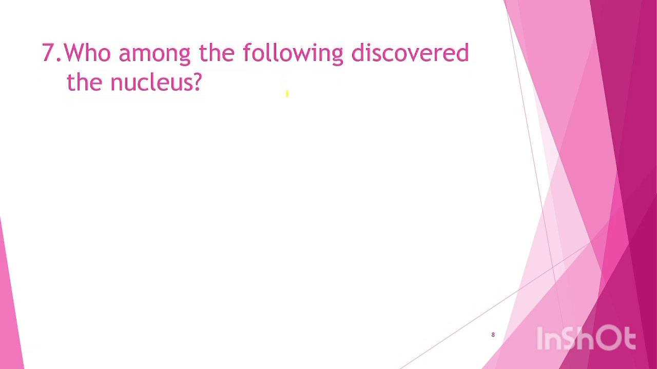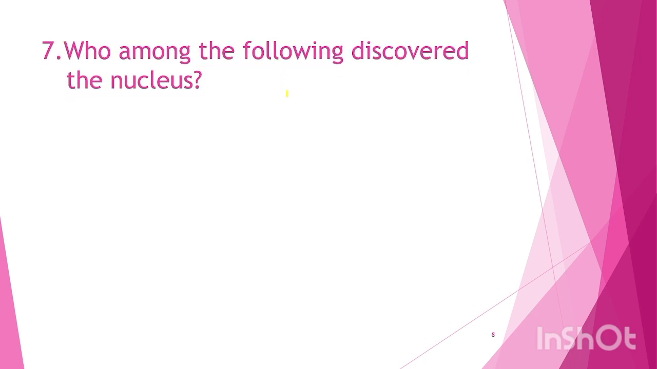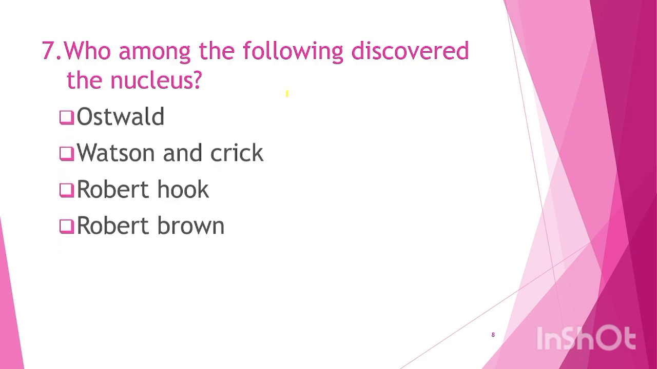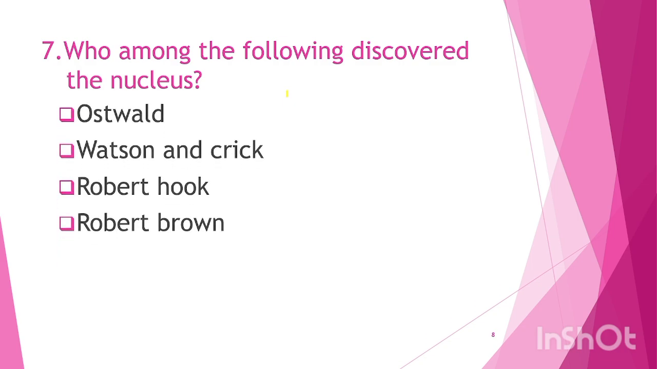And the next, 7th question, who among the following discovered the nucleus? Here the options are Ostwald, Watson and Crick, Robert Hooke and Robert Brown. And the correct answer for this question, discovery of the nucleus, is by Robert Brown. Nucleus was discovered by Robert Brown.